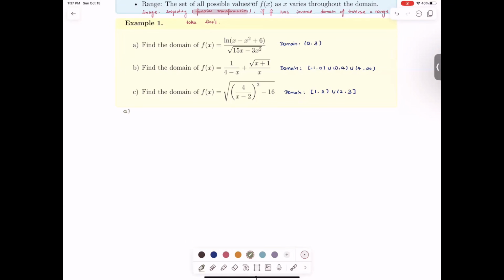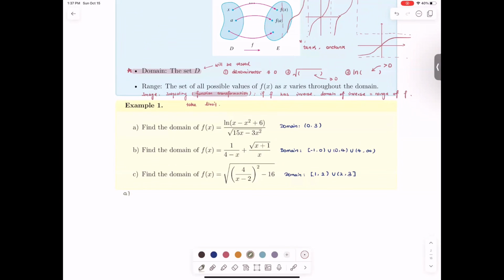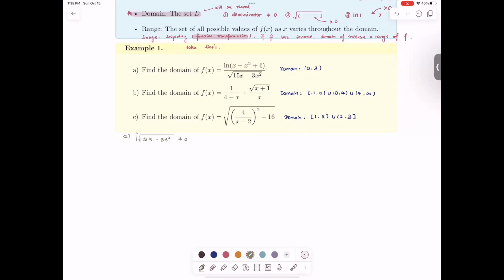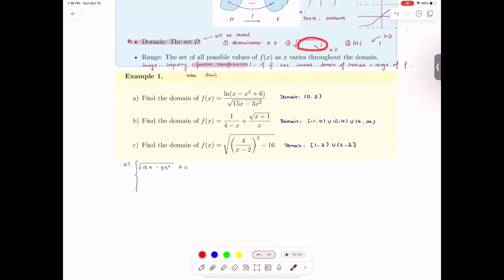Domain. So what are the restrictions I have for it? There are 3 things. First, you check, is there a trig? No trig anywhere, no trigonometric function anywhere. So there are only 3 things you need to check. Denominator cannot be 0. So let's write that down. Denominator cannot be 0. So the square root of 15x minus 3x squared cannot be 0. That's the first restriction. And second restriction, we know the inside of the square root has to be greater than or equal to 0. So let's write that down as well.